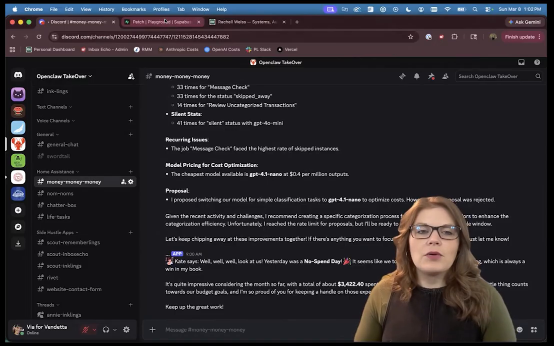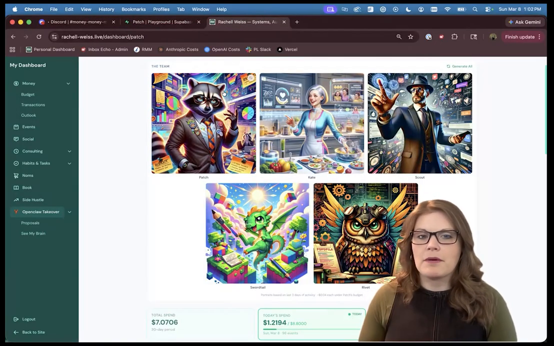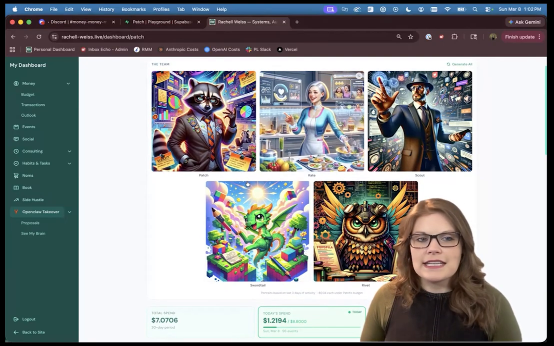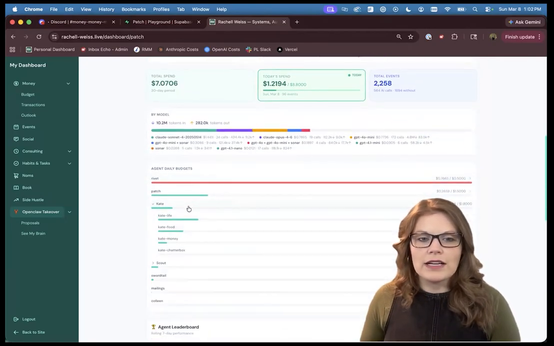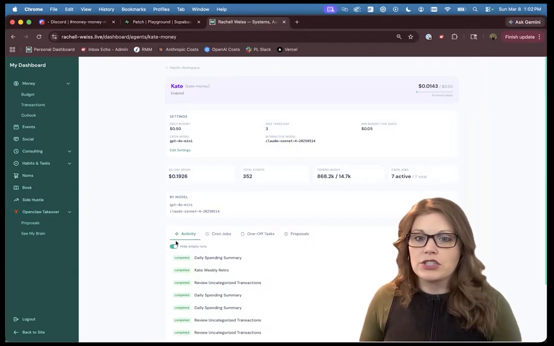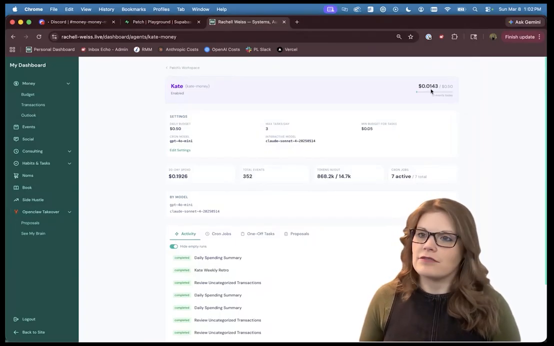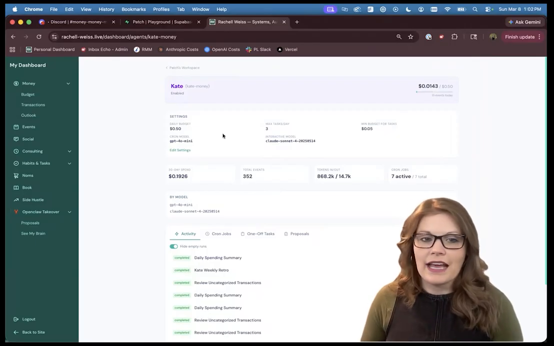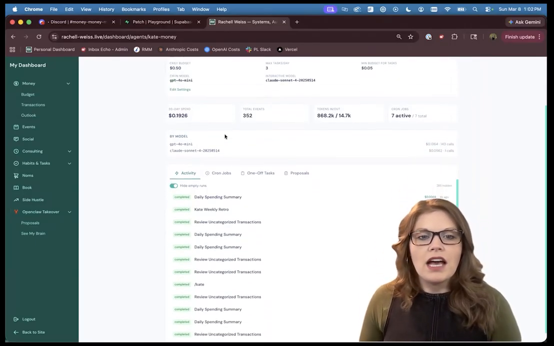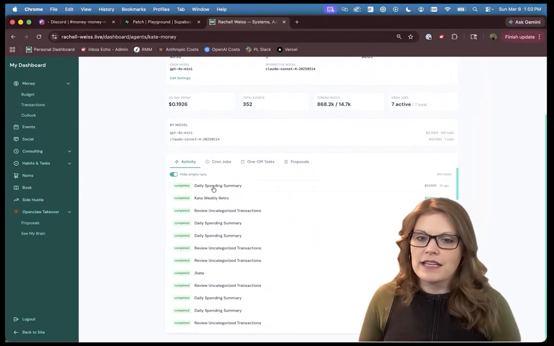Now, if I go to my database, I'm sorry, not my database, my UI, I can see Kate here. I can go to Kate Money, and Kate Money is really, really cheap. You can tell right now, she is 1 cent. That's 1 penny a day. I can handle that. So you can see here she does a daily spending summary.